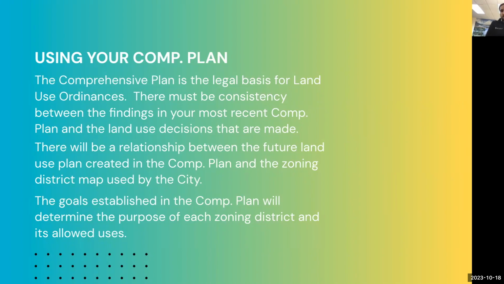And then the goals established in the comp plan will determine the purpose of each zoning district and its allowed uses. You know, your zoning districts may change, their names may be updated. You may add a zone because you realize that there's no buffer between residential uses and industrial uses, and it turned out not to be a great thing. So the comp plan really is the freedom for the municipality to determine their future and what they would like to see in their community.